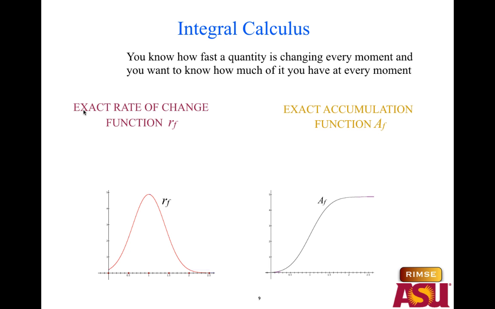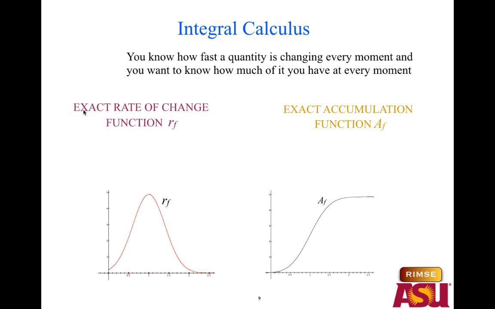Exact rate of change function. From the exact rate of change function, we want to find out the exact net accumulation function first. The exact net accumulation gives you what? It gives you the net change in the dependent variable, right? From an initial value till x.